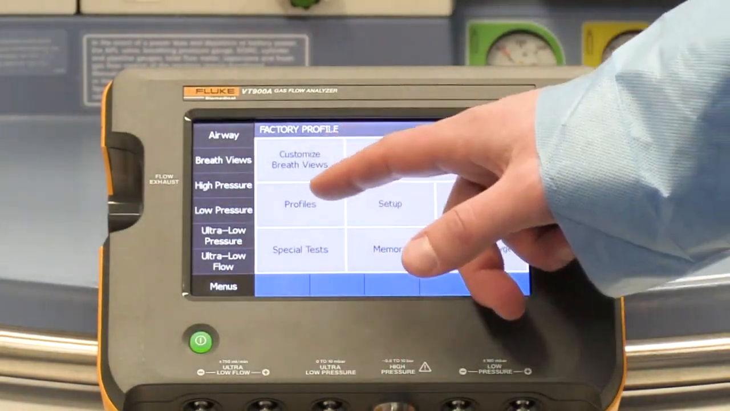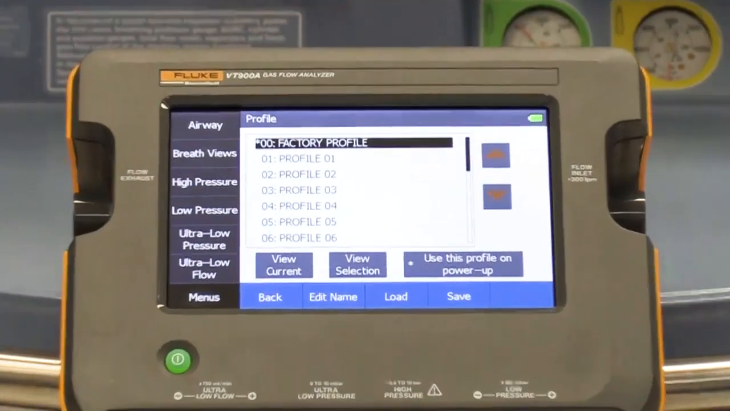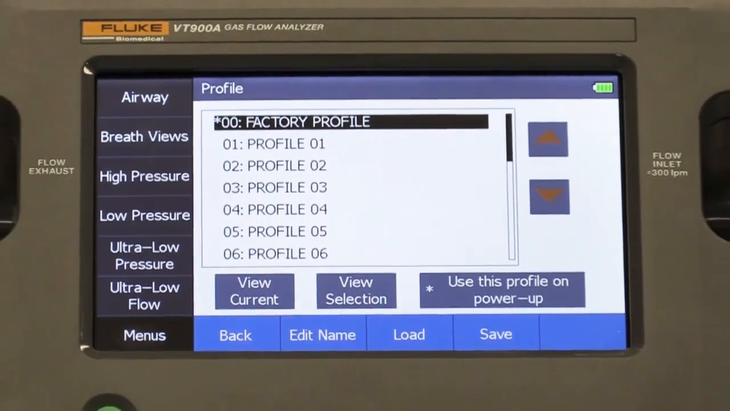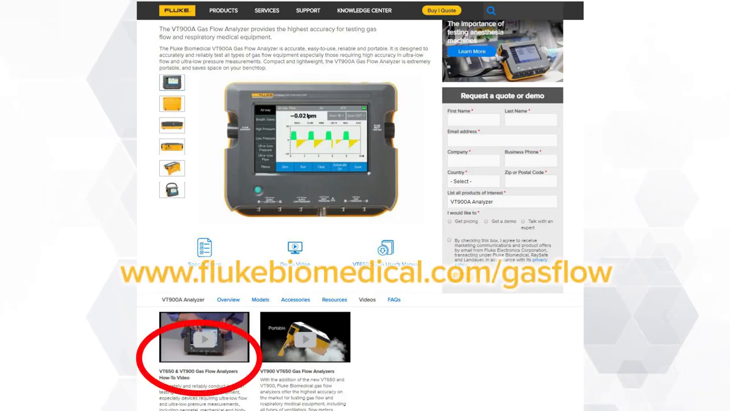If you are unfamiliar with what a test profile is, please refer to the How to Use video to view the features of the VT900A and how to set your device up for testing based on your testing preferences. This video can be accessed by going to www.flukebiomedical.com/gasflow.